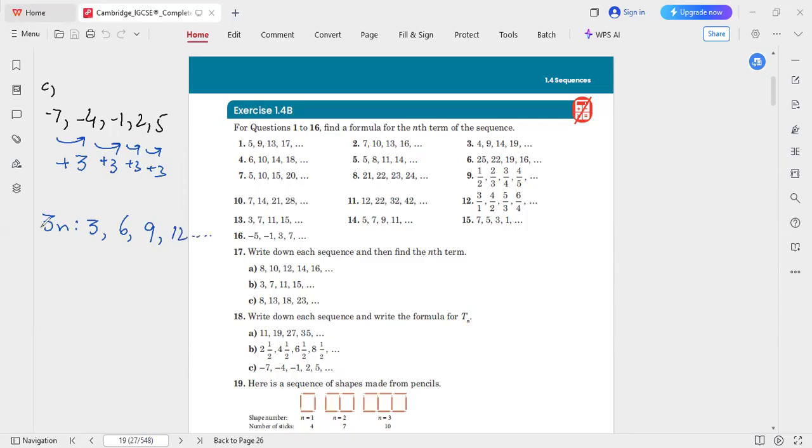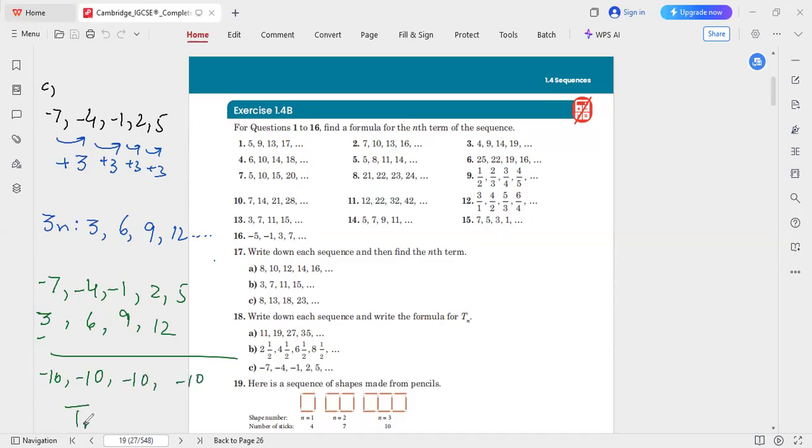So now we are going to make the sequence using these terms that we have already. We have negative 7, negative 4, negative 1, 2, 5. And under this, we are going to write down the sequence that we just got: 3, 6, 9, 12. And now we are going to subtract these also. Negative 7 minus 3 will be negative 10. Here as well, negative 10, negative 10, negative 10. So the nth term of the sequence is 3n minus 10.